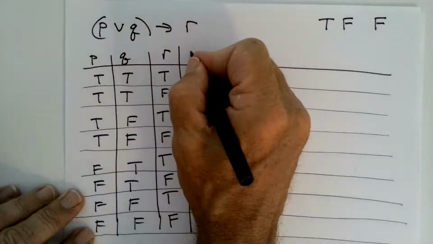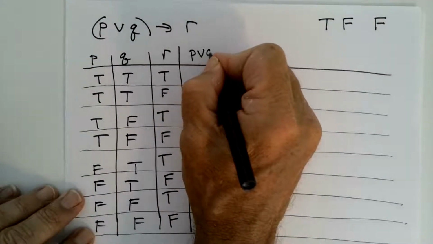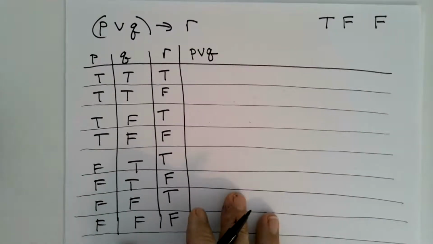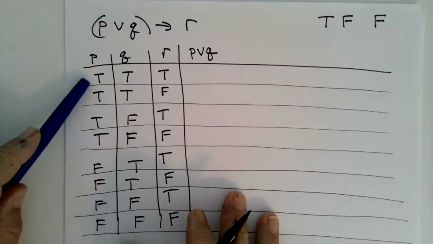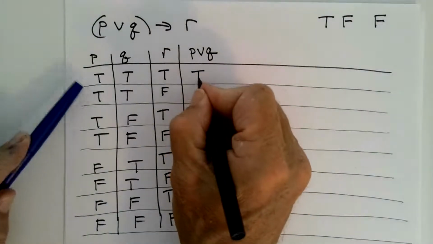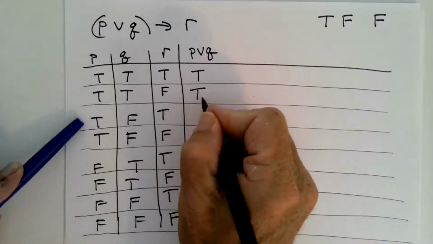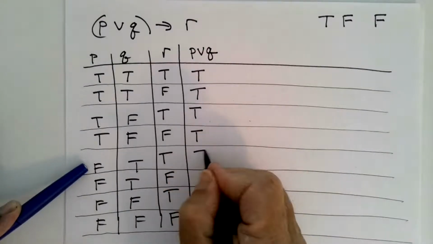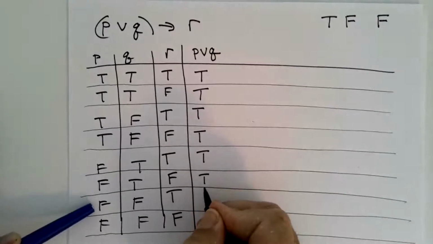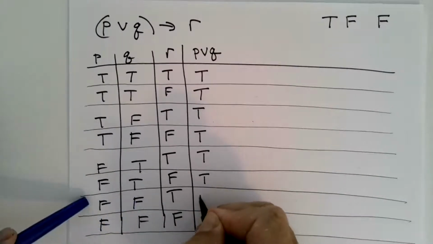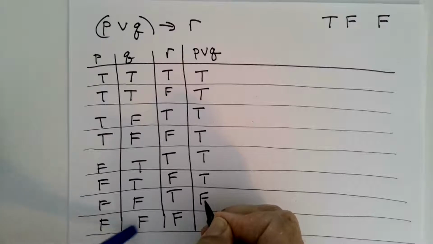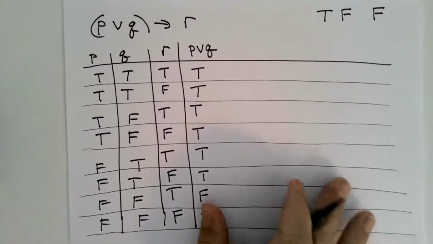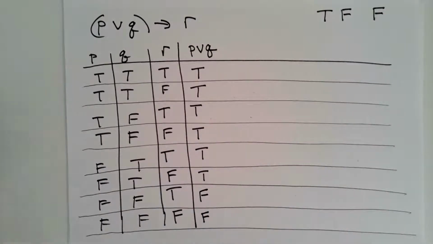Next, I want to look at P or Q. If one or the other or both are true, then that gets a true statement. One or the other or both, yes. Yes, yes, yes, yes, yes, until we reach the last rows, where neither is true. So you look for false, false, that's going to be a false in the world of P or Q.